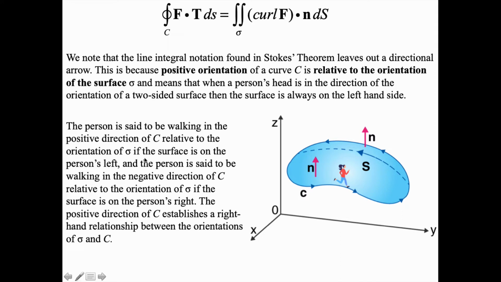So the person is said to be walking in the positive direction of C relative to the orientation of sigma if the surface is on the person's left. The person is said to be walking in the negative direction relative to the orientation of sigma if the surface is on the person's right. So if you flipped this young lady upside down, with her head pointed down towards the xy plane, we would have a reverse situation, and if we wanted to keep positive orientation, she would have to be jogging in a clockwise direction instead of the counterclockwise direction you see here. So I just want to take a moment to help explain why the directional arrow is often left out in the Stokes' theorem that you find in most textbooks.